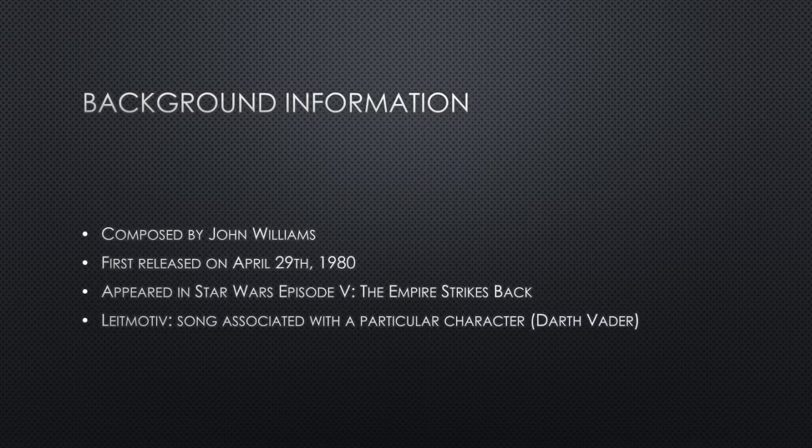Before we begin, I wanted to give some background information prior to the actual analysis of the piece. The Imperial March was composed by John Williams. It was first released on April 29th, 1980. The piece appeared in Star Wars Episode 5, The Empire Strikes Back. The Imperial March is commonly referred to as a leitmotif because it is a song associated with a particular character, in this case, Darth Vader.